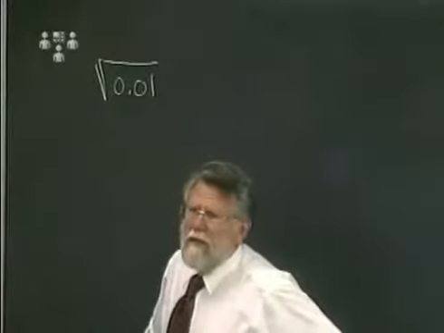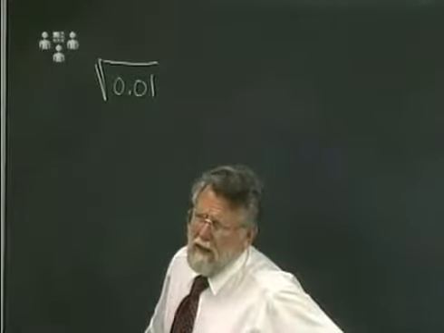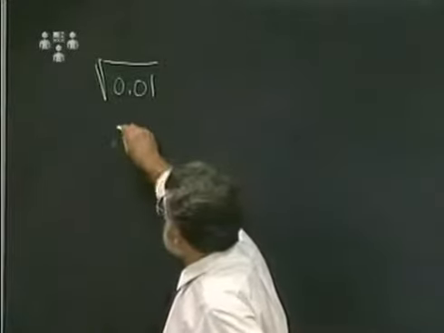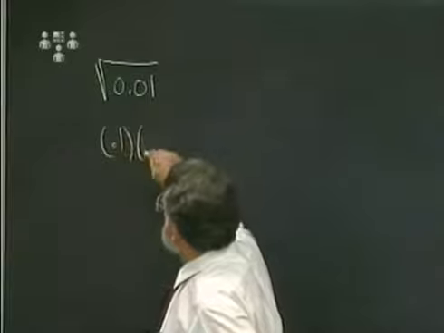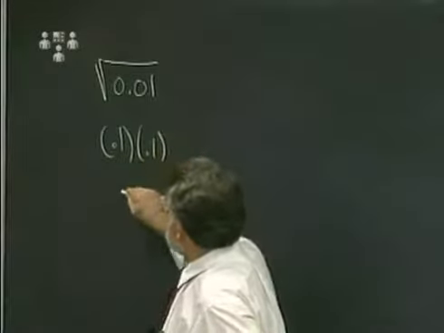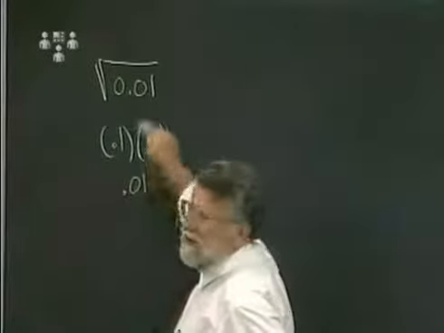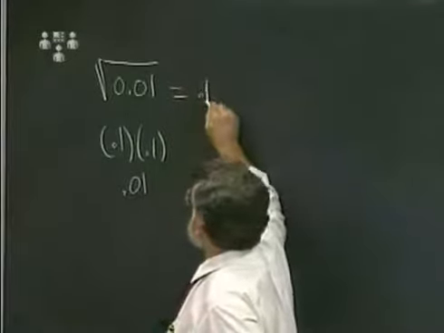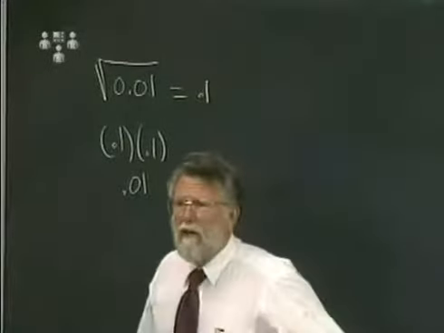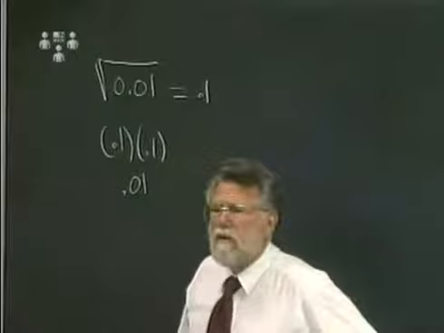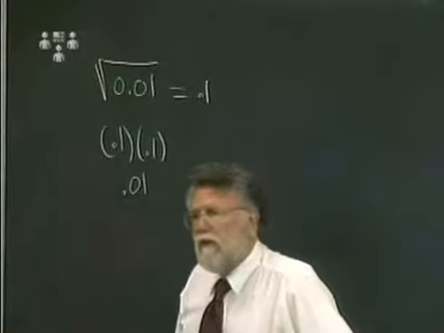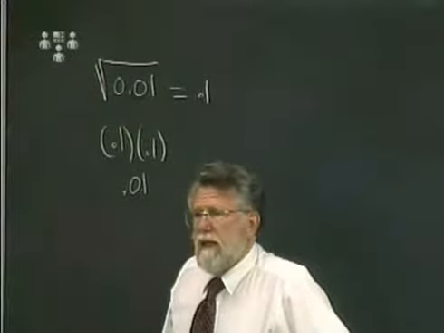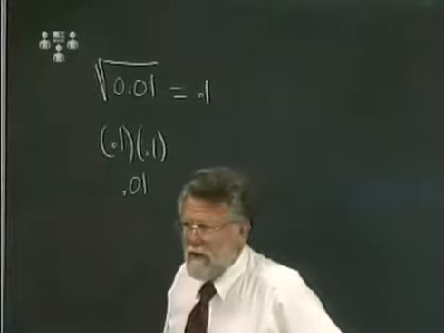The answer to that can be done in a couple ways. The first is to realize that if you take 0.1 times 0.1, which is equal to 0.01, the square root will therefore be 0.1. Much in the same way that you know the square root of 4 is 2, because 2 times 2 is 4. That's probably the simplest way.